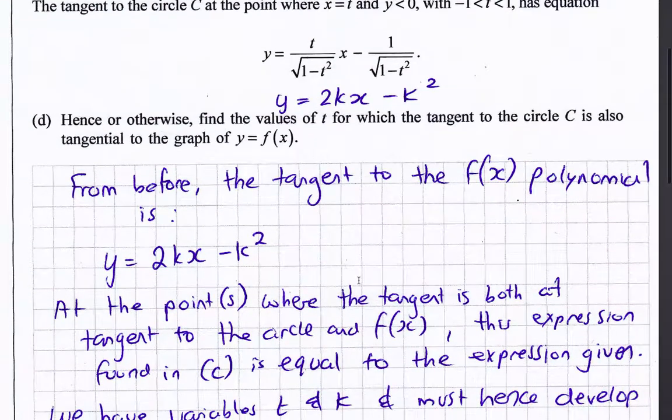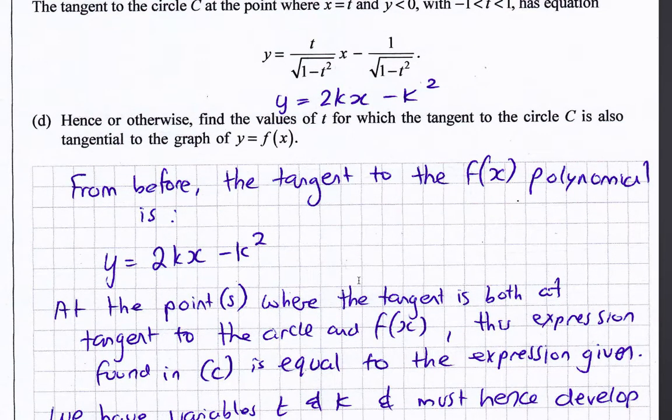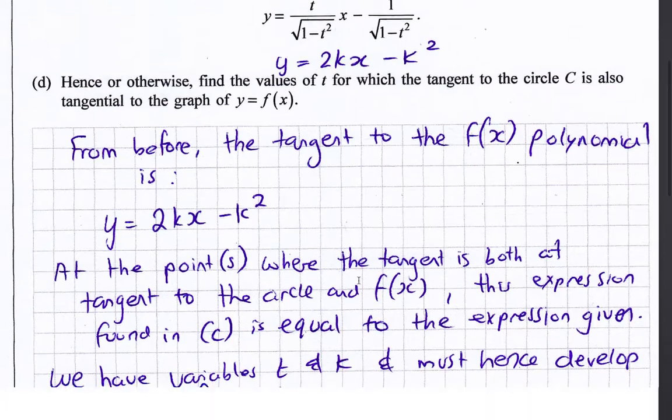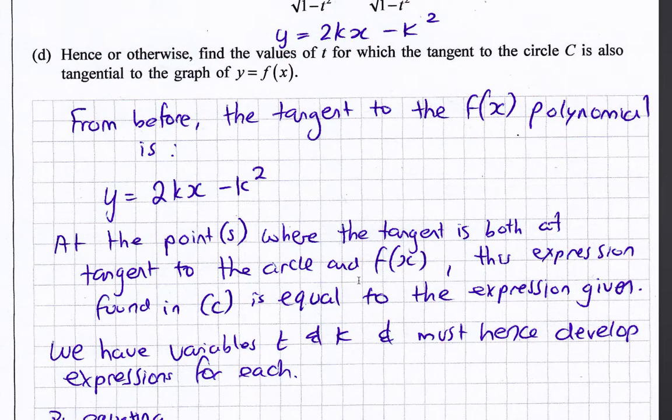So I've explained my logic here. From the last question, in part C, we know that the tangent to the f of x polynomial, which was x squared, if you remember, is y equals 2kx take k squared. So at the points, and there's probably more than one, because we've got a circle, where the tangent is both a tangent to a circle and f of x, we can use this expression found in C and make it equal to the expression that we're given in the question.